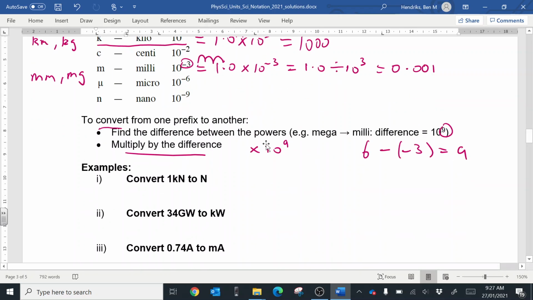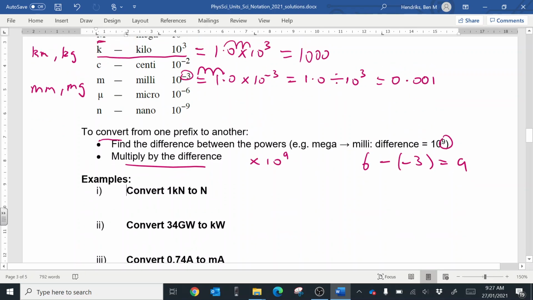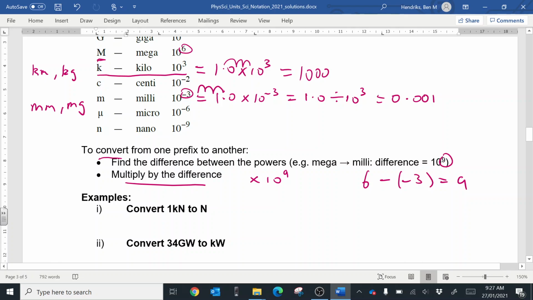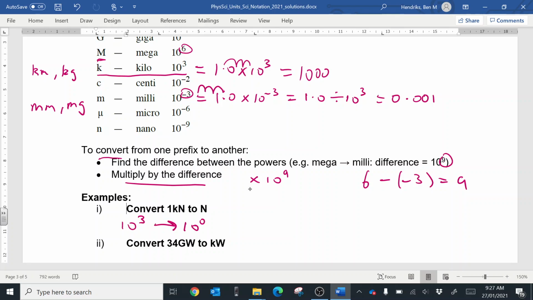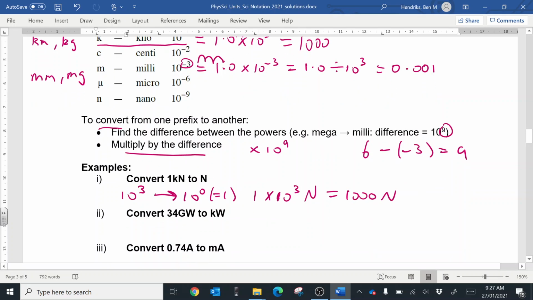So we'll start off by converting 1 kilonewton to newtons. Okay, so we've got 1 kilonewton, so we've got k. So we can do this process here if we like. There's 10 to the 3 to 10 to the 0. So remember 10 to the 0 is equal to 1. Anything to the power of 0 is equal to 1. So our difference is going to be 3, 10 to the 3. So we've got 1 times 10 to the 3 newtons, which is equal to 1,000 newtons, like that.